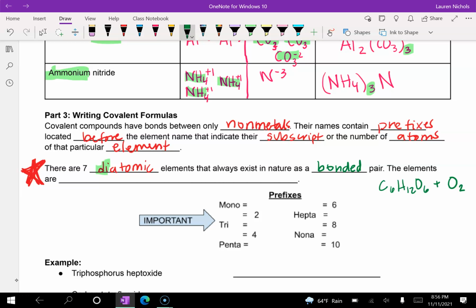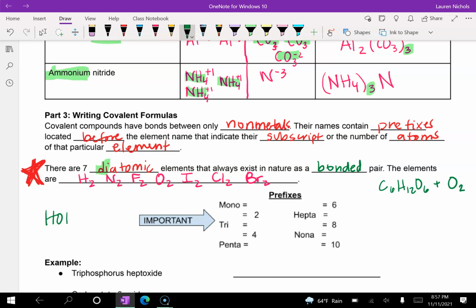And that's because when oxygen is by itself, it doesn't know how to be by itself. It always has to be bonded. It says, okay, if I can't bond to hydrogen or carbon or sodium or any of the other atoms in the universe, I will at least bond to another oxygen. It does not know how to be by itself. And so there are seven of them, and they are hydrogen, nitrogen, fluorine, oxygen, iodine, chlorine, and bromine.